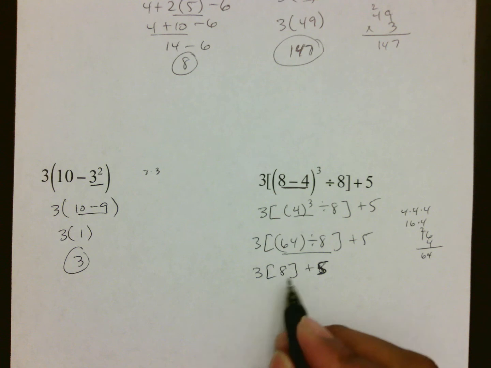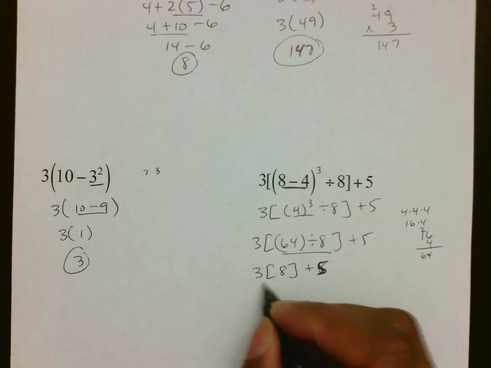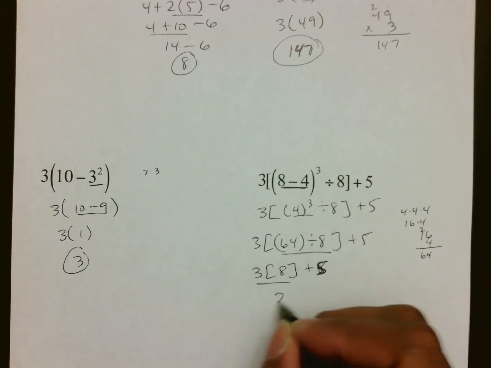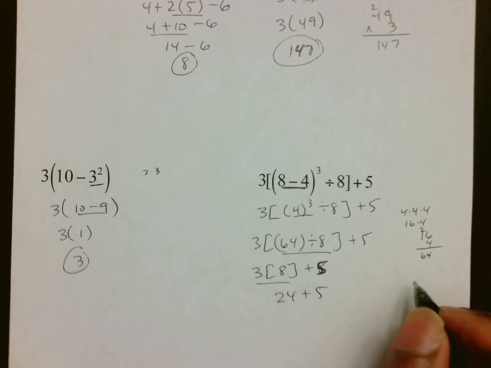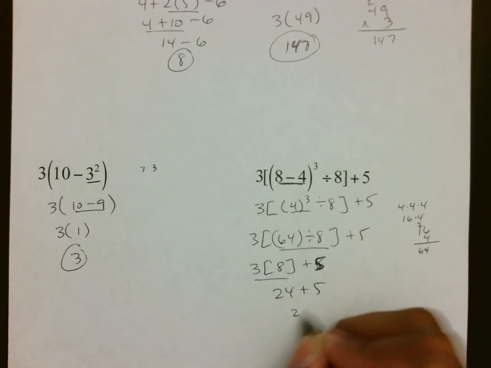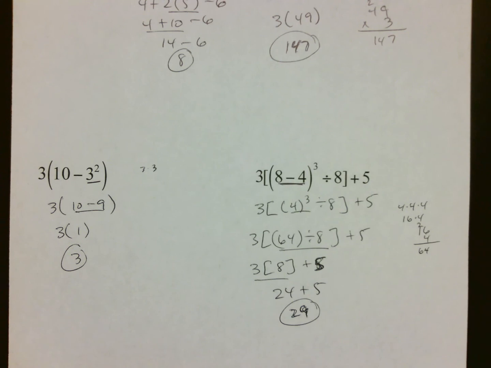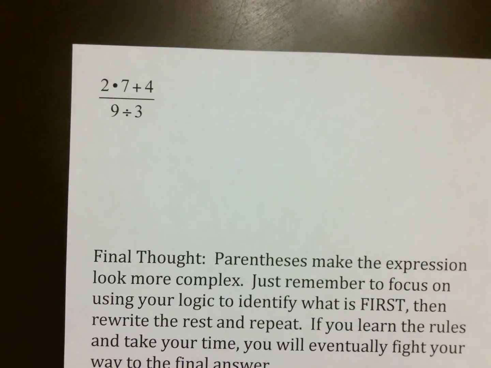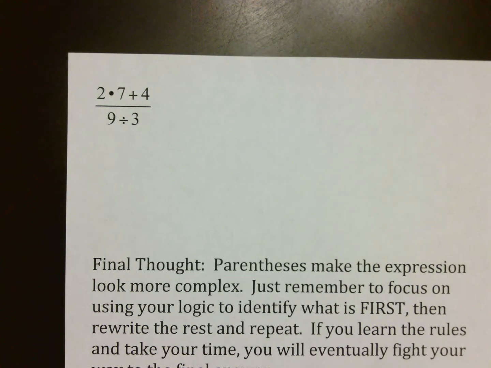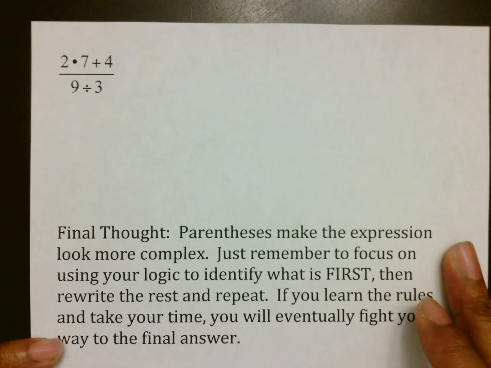Remember that parentheses, brackets, and braces all mean the same thing. This means multiply, which is 3 times 8 or 24 plus 5, and 24 plus 5 is 29. So again, the parentheses adds a little bit to it, but it doesn't do much to really hurt you as long as you understand and get some practice working with them.